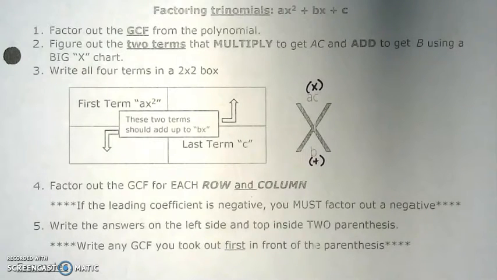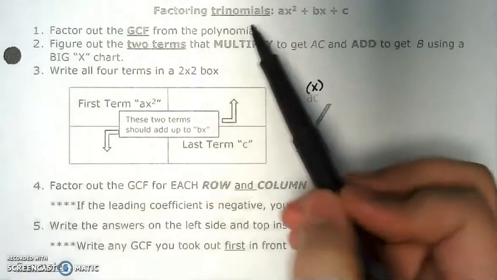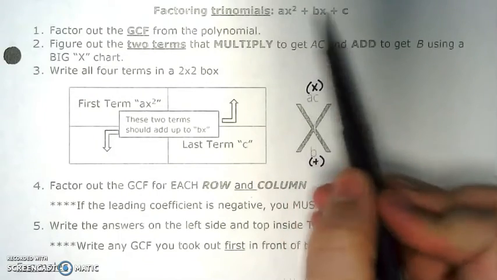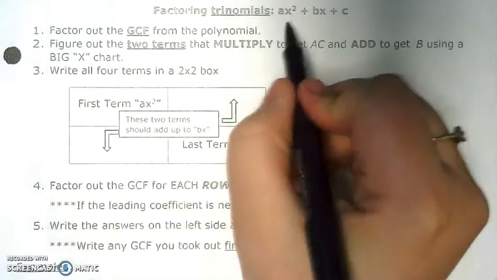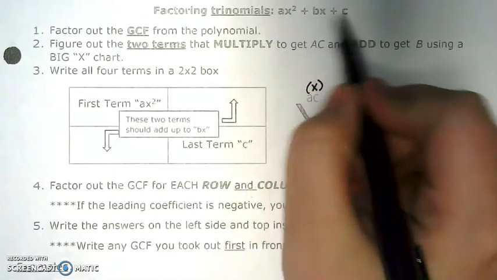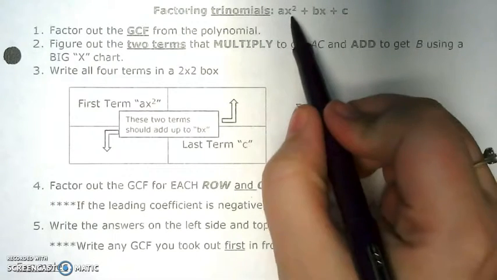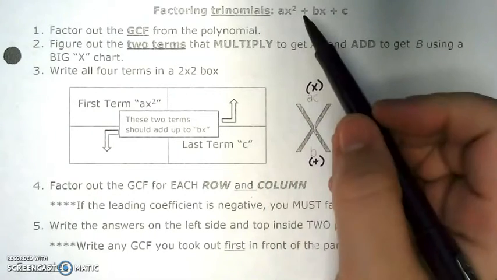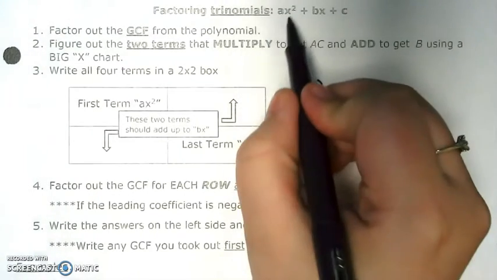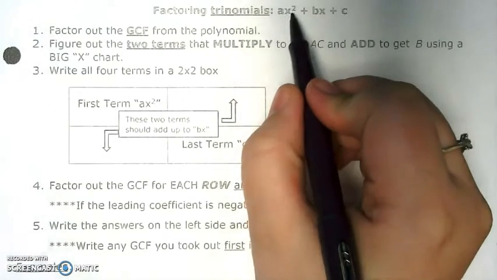Hey guys, these are the notes for factoring trinomials. If you notice, it's called a trinomial because there are three terms. We have an ax squared, a bx, and a c. Now, what's really important about these is that the x's have to be in order from least to greatest from the exponent. So that's why our x squared comes first.